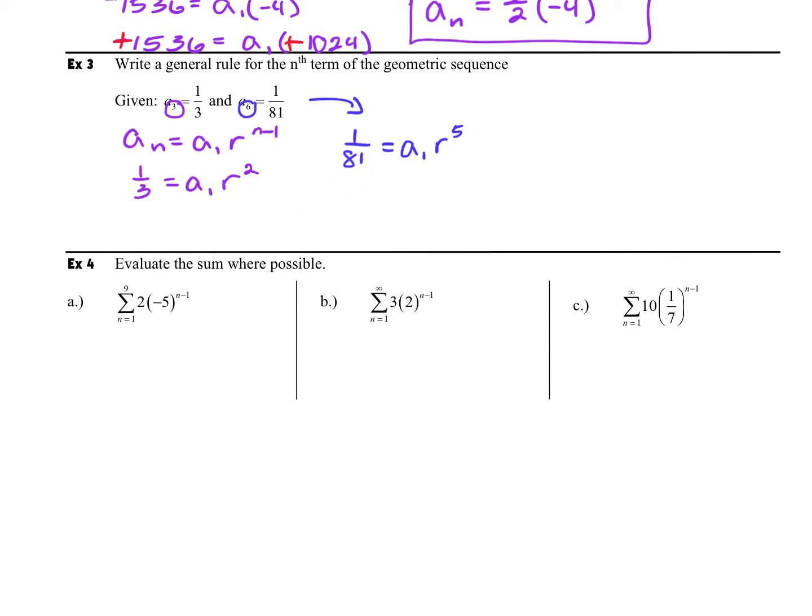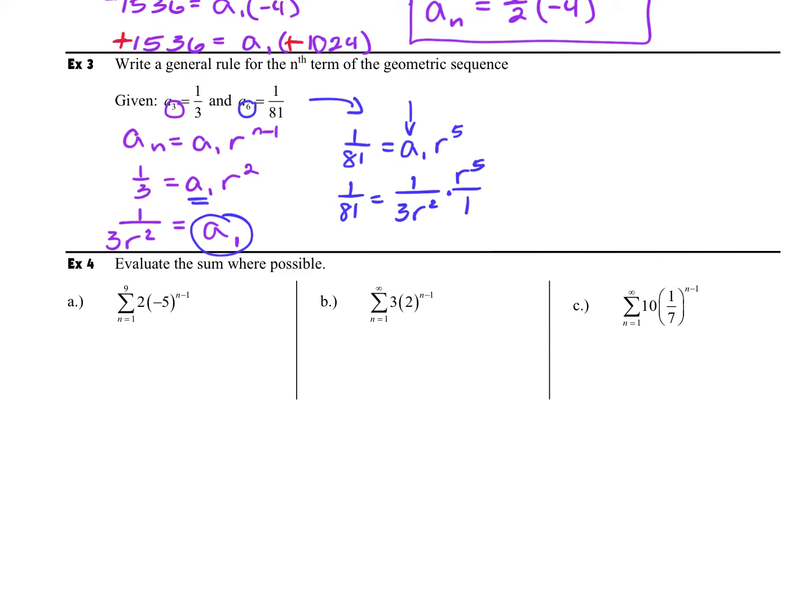It's going to be the easiest thing to do to solve for this a value right here. So I'm going to rearrange this and say a sub 1. And if I divide by this r squared, I'm essentially multiplying by 1/r². So that left side will become 1/3r². Now I can take this expression for a sub 1 and substitute it in right here. So I'm going to have my 1/81, and then I'm going to have my 1/3r² times r to the 5th, and it might be helpful for you to put that 1/1.